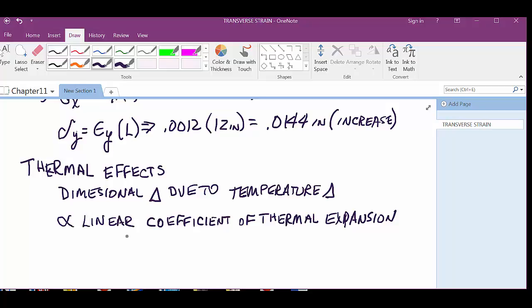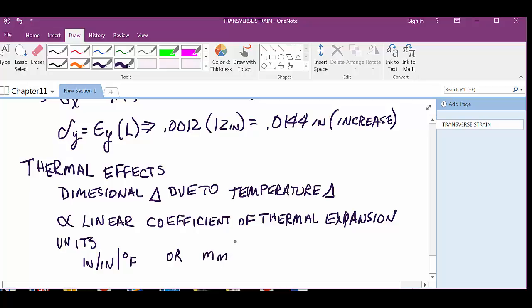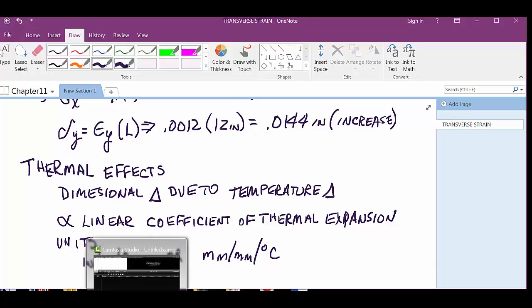The units on that are kind of interesting. They will be expressed in inches per inch per degree Fahrenheit, or millimeters per millimeter per degree Celsius, centigrade, what, Celsius? Okay, depending on what unit you're dealing with. So that's kind of a crazy unit, isn't it?